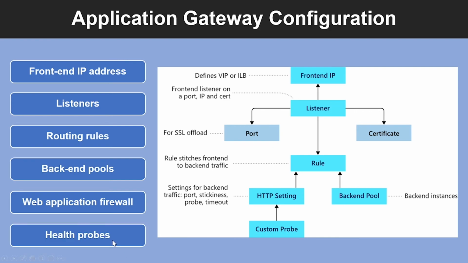And finally, we have health probes. Health probes are an important part of assisting the load balancer to determine which servers are available for load balancing in the backend pool. An application gateway uses a health probe to send a request to a server. And if the server returns an HTTP response with a status code between 200 and 399, the server is deemed healthy. And if you don't configure a health probe, the application gateway creates a default probe that waits for 30 seconds before deciding that a server is unavailable.